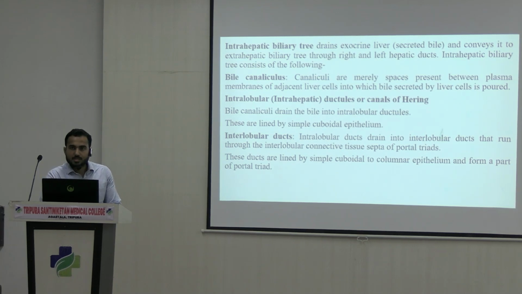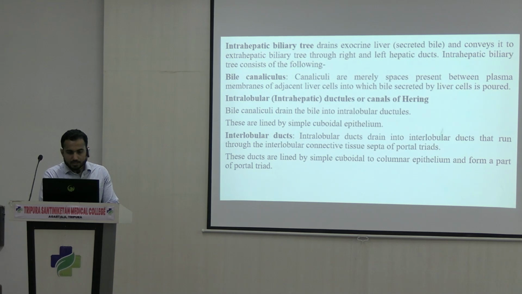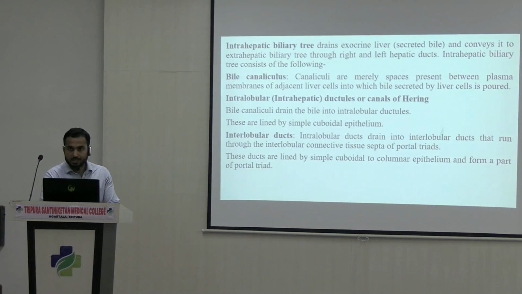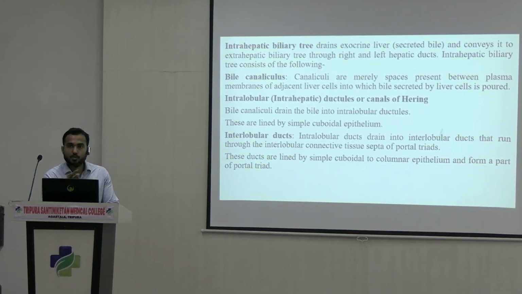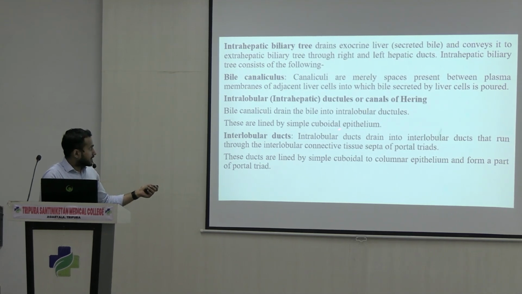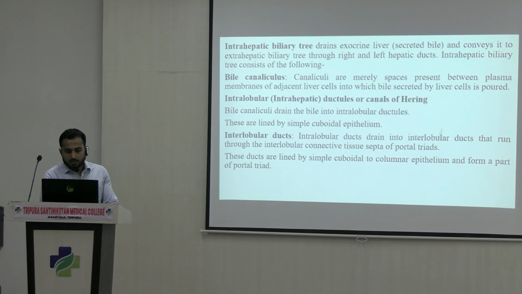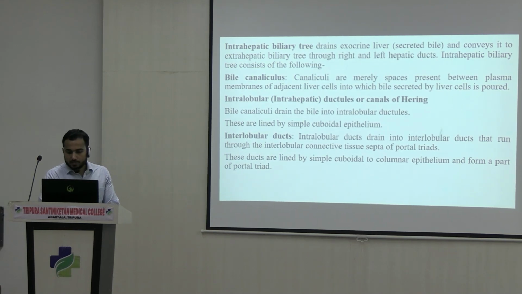Now these are mainly lined by simple cuboidal epithelial cells. After that, next we are getting the interlobular duct. Intralobular, then interlobular duct. So you can see the interlobular duct. Now the intralobular duct drains into the interlobular duct, and runs through the connective tissue septa of the portal triad.